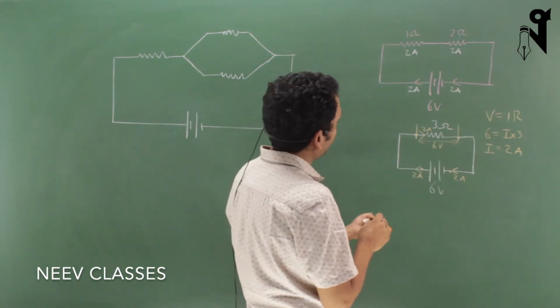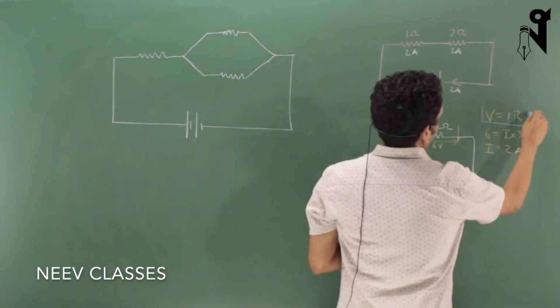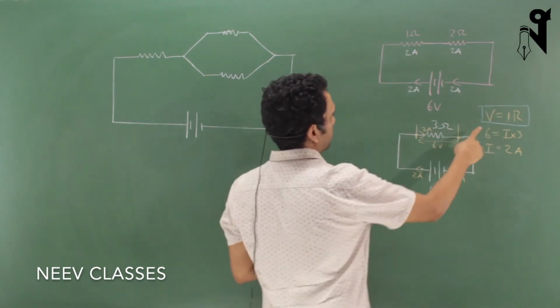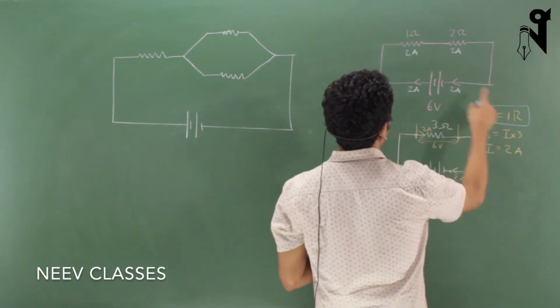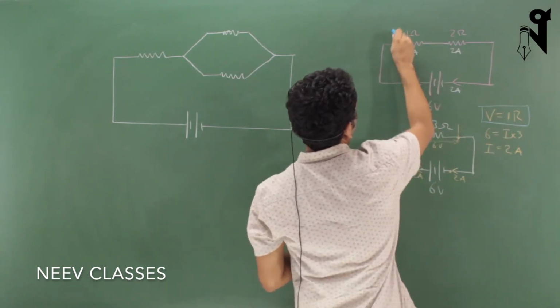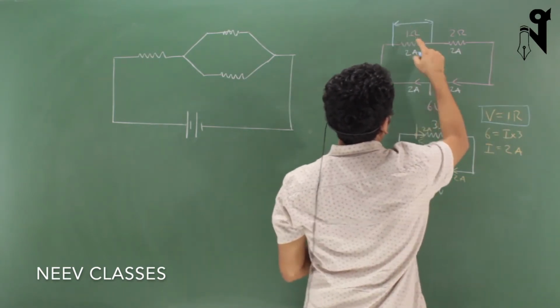We can have a bit of cross check over here with the help of this formula V is equal to IR, which is voltage drop across a certain resistance if the current in the resistance is known. So what is the voltage drop across this 1 ohm resistance?